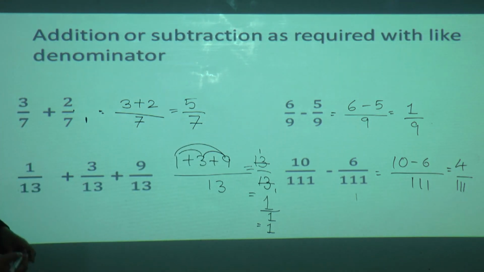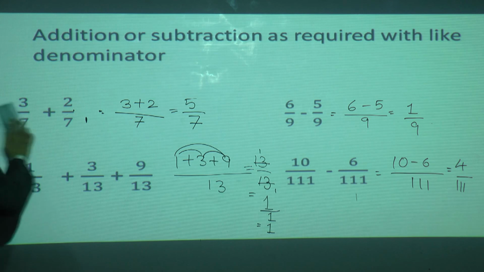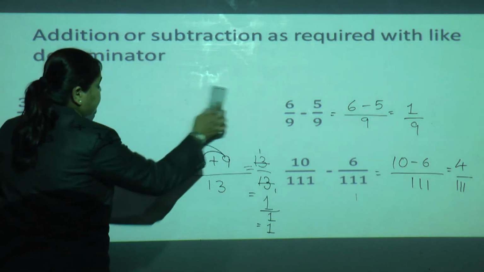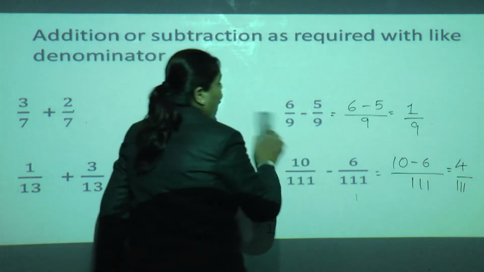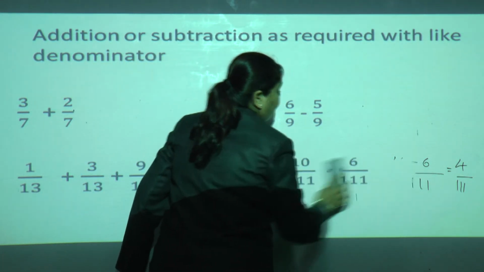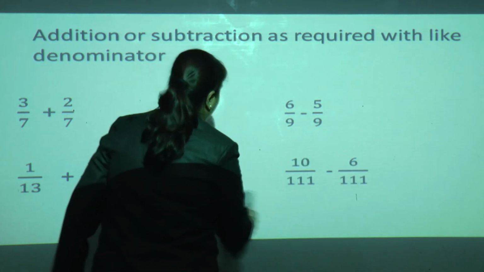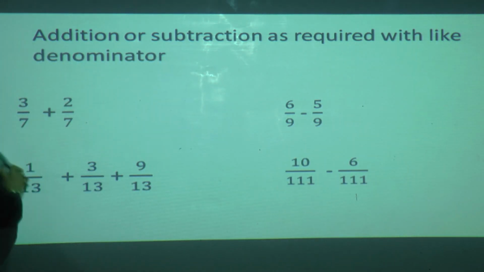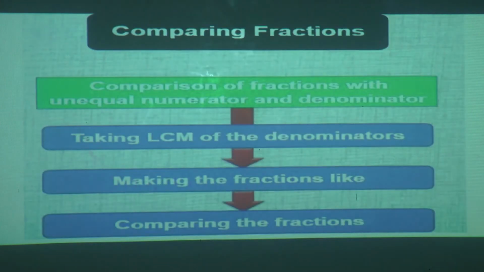When the denominators are different, we will see some examples related to that: how to do additions or subtractions of fractions, whether in proper or improper form. One by one we will try to solve them, but I think everyone has now understood how to do addition and subtraction when the denominators are the same.